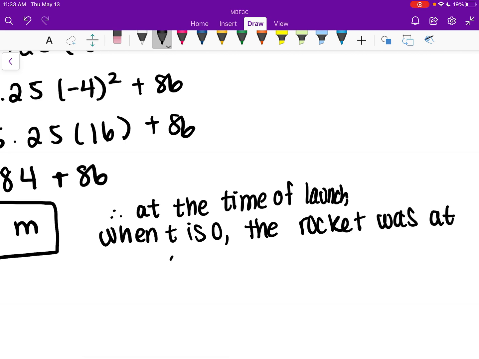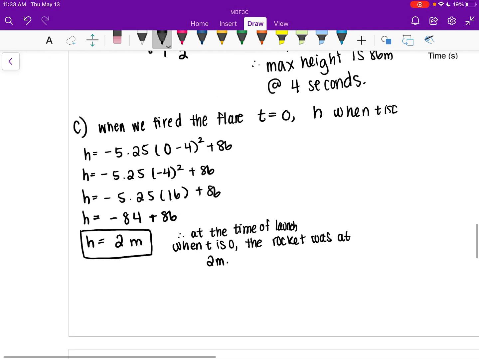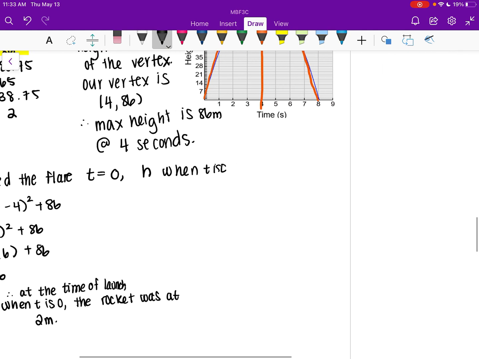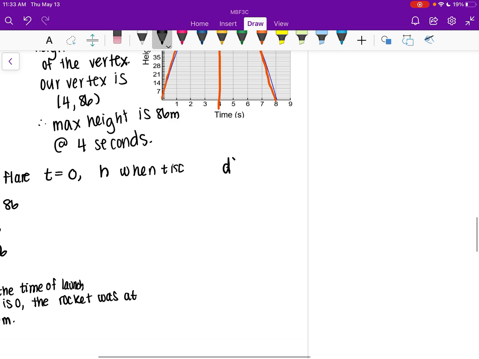Right, and we know that because it's more just interpreting what you actually understand from this graph. We know the height of the flare when it was fired, we're trying to find that out. So I need to find out the time that it was fired, and if I know that, then I can figure it out. And we're going to use that same logic for D over here, right?